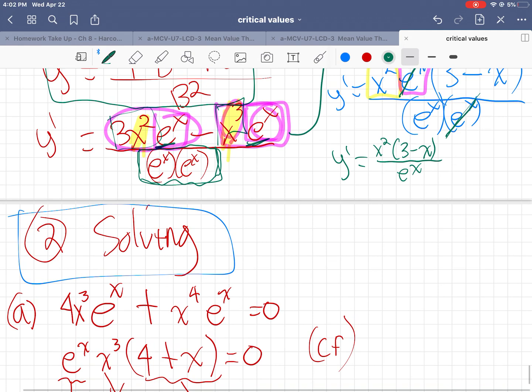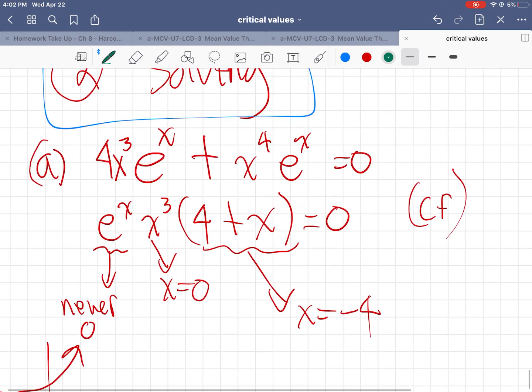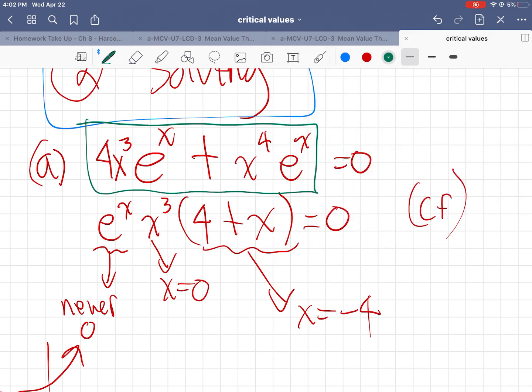All right, let's solve a couple of equations. So again, pause, rewind, go through everything. So we're going to solve this equation right here. 4x cubed e to the x plus x to the fourth e to the x, and I need to solve that. So do I have common factors? Again, it's very similar to the last question that we did.